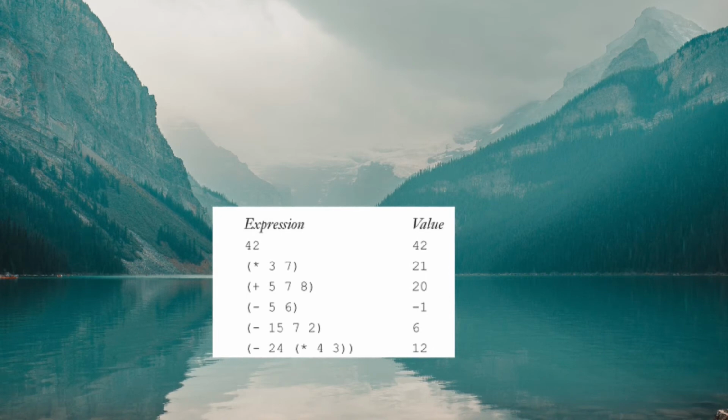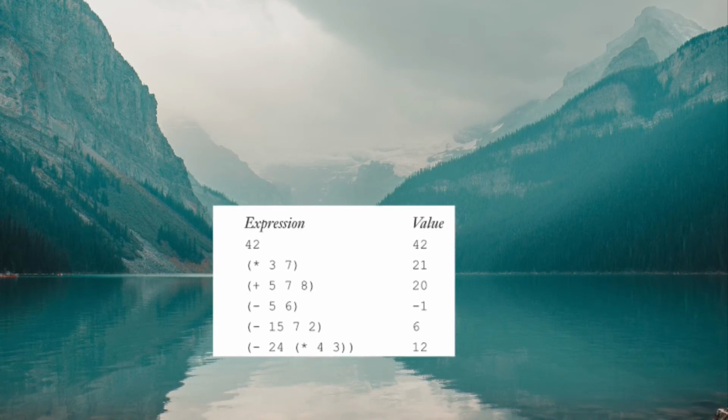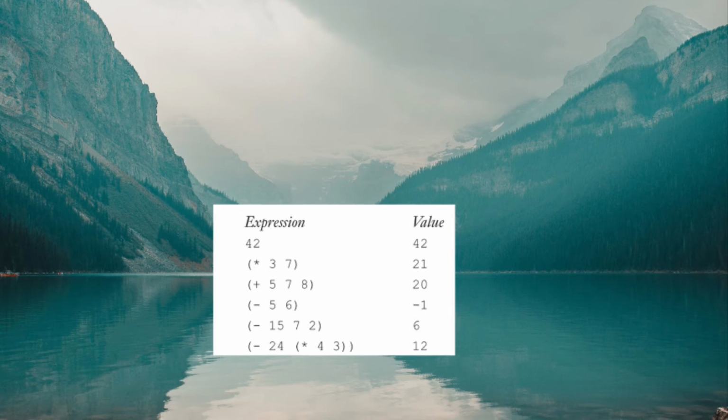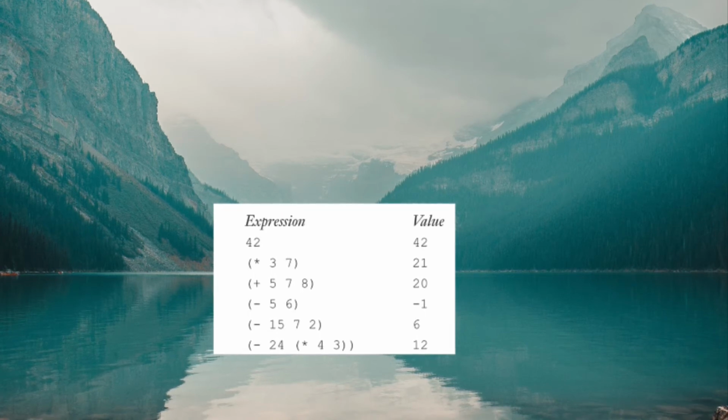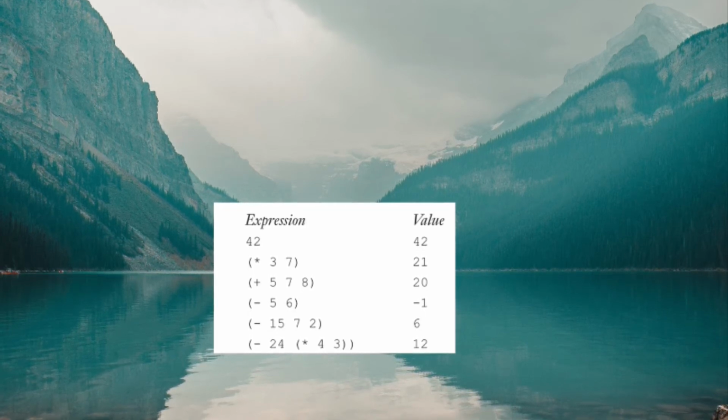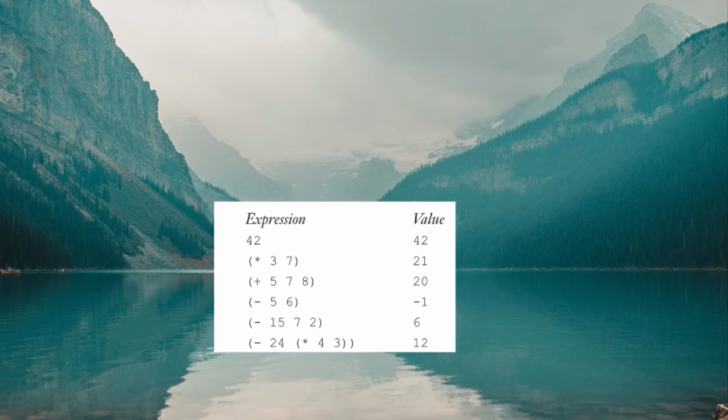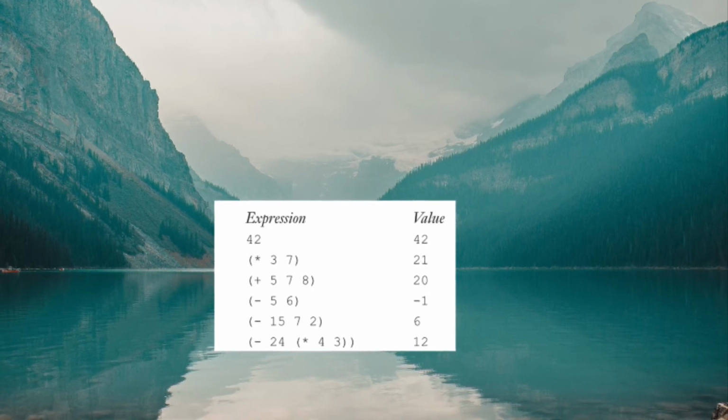Divide and subtract can have 2 or more parameters. In this case, subtract all but the first parameter from the first. Division is similar to subtraction. Some examples are as follows.